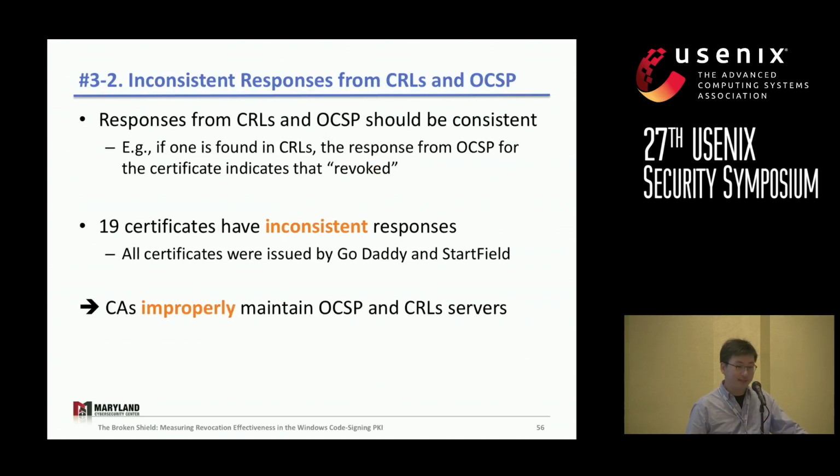In the last measurement, we presumably believe that the response from the CRL and the OCSP point should be the same. For example, if one serial number is found in the CRL, the response from the OCSP should be, say, revoked. However, we found that 90 certificates had inconsistent responses. All the certificates were issued by GoDaddy in the start field. I think from this we can know that the CA improperly maintained the OCSP points and the CRL servers.